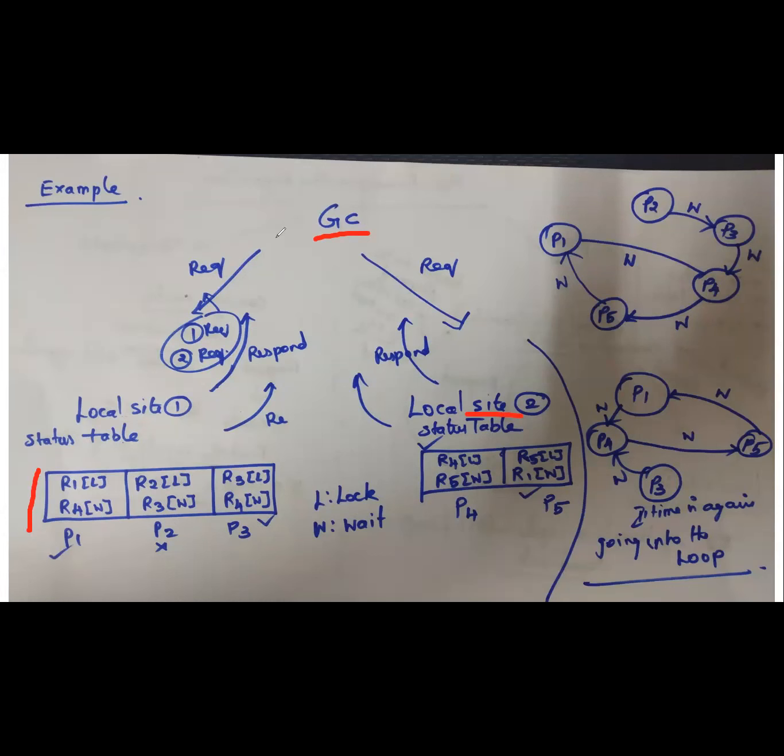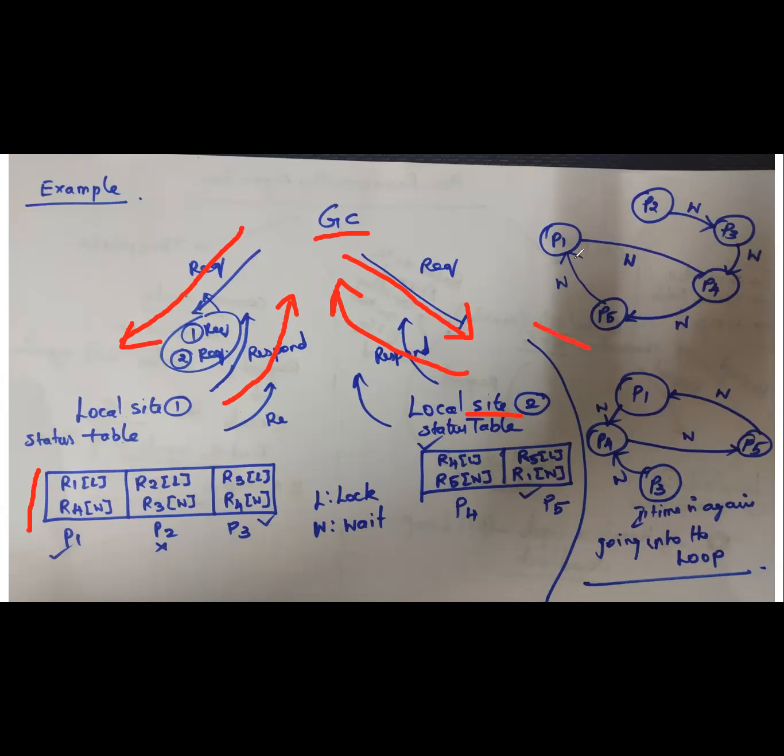Now the global controller, or global site, first requests the global state information from both the sites, correct? So the global controller is requesting the status table. In response, local site 1 and local site 2 respond back to the global site with the status table. Once they receive the status table, you come here.